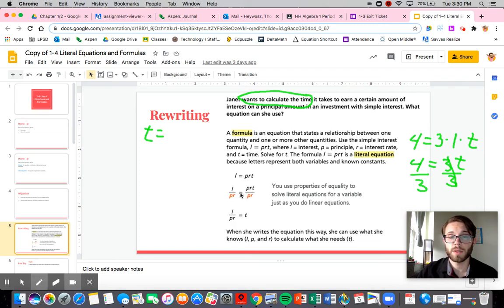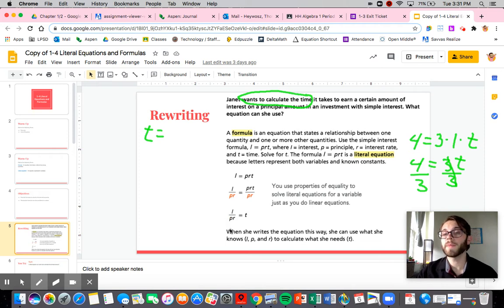So you can divide the interest by the principal amount and the rate, and that is ultimately going to give you the time. So again, to reiterate, we did the same steps that we would have done over here. We isolated the t. The only difference is, as opposed to having 3 and 1, we had P and R, and we were dividing the interest I by PR, as opposed to 4 being divided by 3. So that's all we ended up doing.